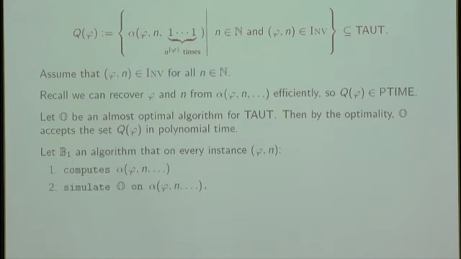Now I turn this optimal algorithm into the following algorithm B1. On every instance phi n, this algorithm computes this alpha phi n, so it computes this reduction. And then I simulate this almost optimal algorithm O on the instance produced by this reduction. Now if I look at all those phi n, remember I fixed the phi and phi n is invariant for all n. So B1 accepts all these phi n in time n to the power of the length of phi, of some polynomial.